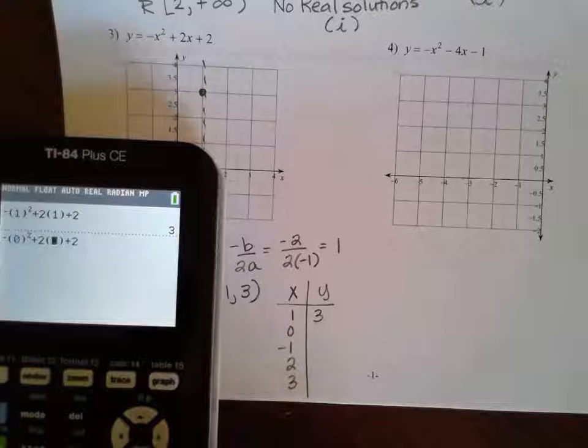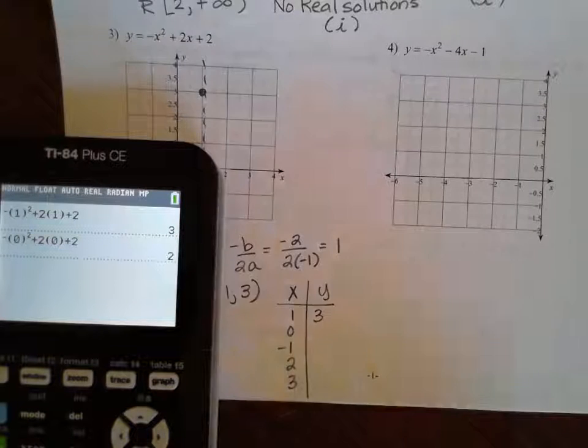And probably we could just do this one in our head, but that's okay. I'll go through the steps. Hit enter, and we get 2.